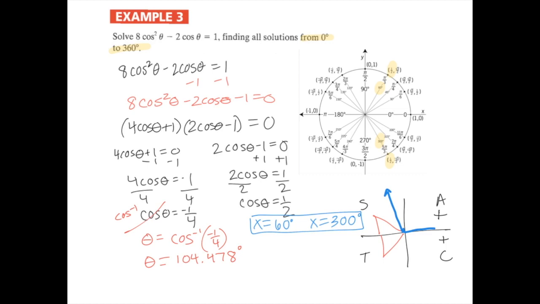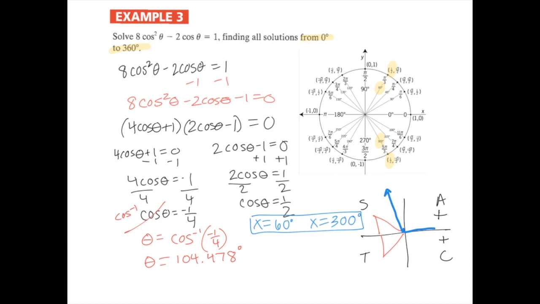Well, this is where reference angles become very important. So even though we can only solve for one of our angles on the calculator, we can use the reference angle for 104.478 degrees and figure out what other angle in the third quadrant has the same reference angle, because that means it would have the same cosine value. So my first step is to figure out what is the reference angle for this angle that we just found.